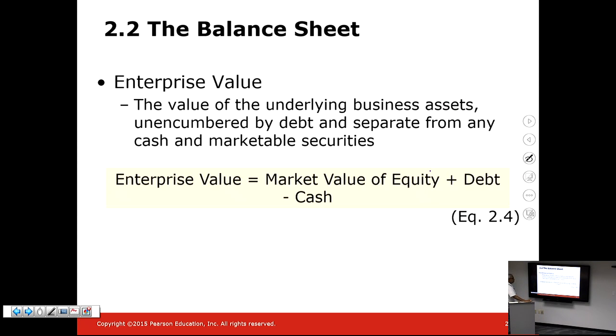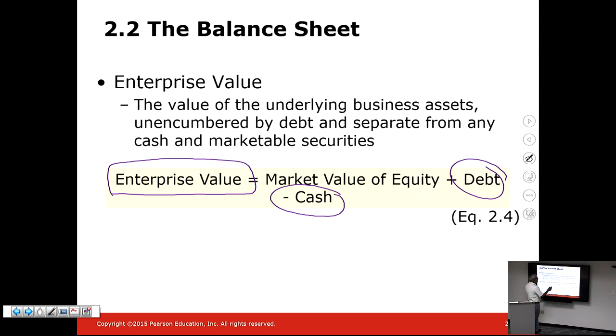Once I have the market value of equity, I can add to that the value of debt and subtract the value of cash, and I will calculate what is called the enterprise value of the firm. Market value of equity is what equity holders are willing to pay to acquire the stock of the company, plus what debt holders are owed at that point in time, minus cash, because the cash will have to be paid out. That gives us the enterprise value of the firm, which is the value of the underlying business assets unencumbered by debt and separate from any cash or marketable securities. So it gives us a more realistic value of the overall enterprise, of the overall firm.